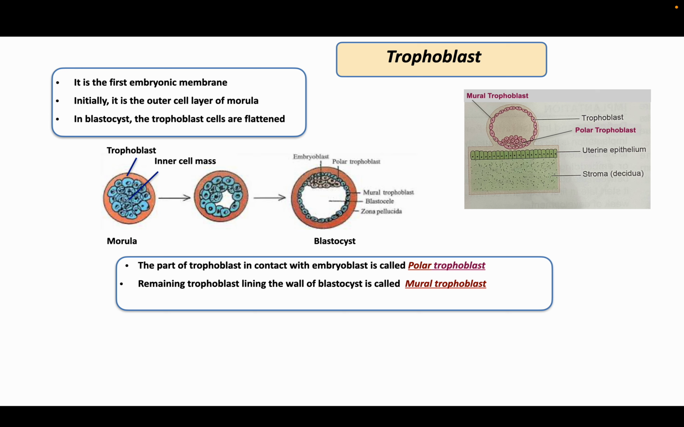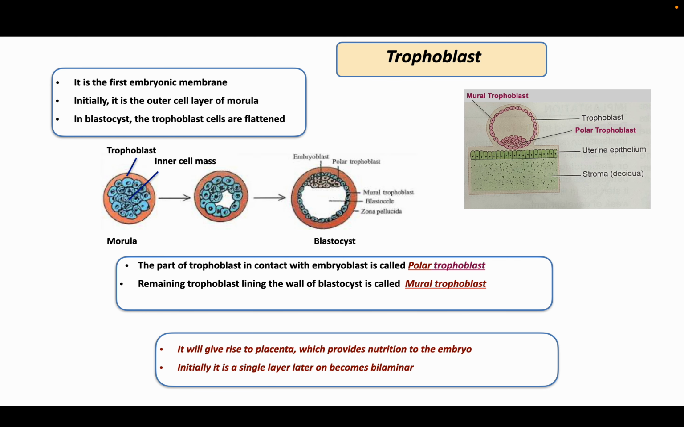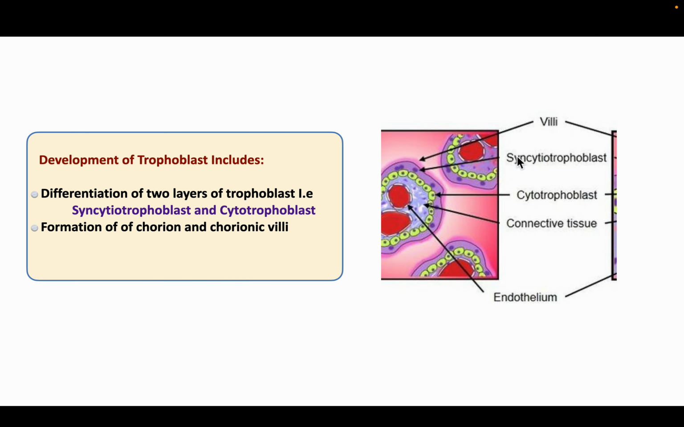So this is the procedure, how it is changed, how it is formed. The part of the trophoblast in contact with the embryoblast is called the polar trophoblast, and the remaining trophoblast lining the wall of the blastocyst is given the name mural trophoblast. It will give rise to the placenta, which provides nutrition to the embryo. Initially it is a single layer and later on becomes bilaminar. So what are those two layers of the trophoblast? That is syncytiotrophoblast and cytotrophoblast. Later on it contributes to the formation of the chorion and chorionic villi.